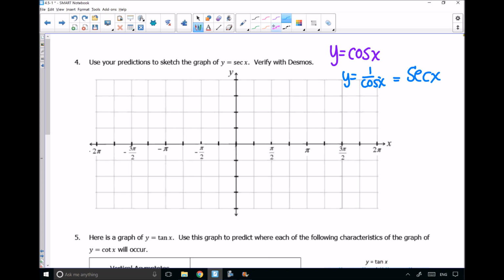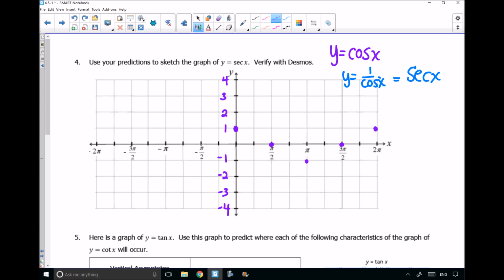All right, so same thing, I'm going to just go up by ones right here. So 1, 2, 3, 4. Negative 1, negative 2, negative 3, negative 4. I know that the cosine of 0 is going to be 1 because when I look at my unit circle, the x value is 1. I know that the cosine of pi over 2 is going to be 0. I know that the cosine of pi is going to be negative 1. The cosine of 3 pi over 2 is 0, and the cosine of 2 pi is 1.